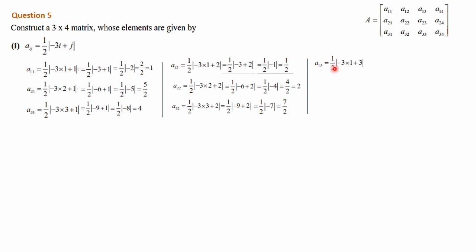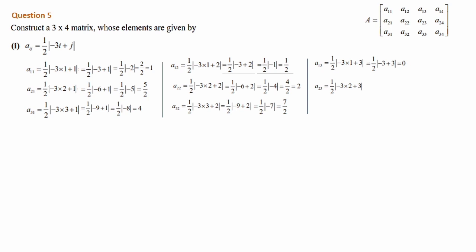Next, we will be going for A13. A13 is equal to 1 by 2 into modulus of minus 3 into 1 plus 3. So here i is 1 and j is 3. We substituted. Minus 3 into 1 is minus 3 plus 3. Minus 3 plus 3 is 0. So 1 by 2 into 0. 1 by 2 into 0 is 0 itself.